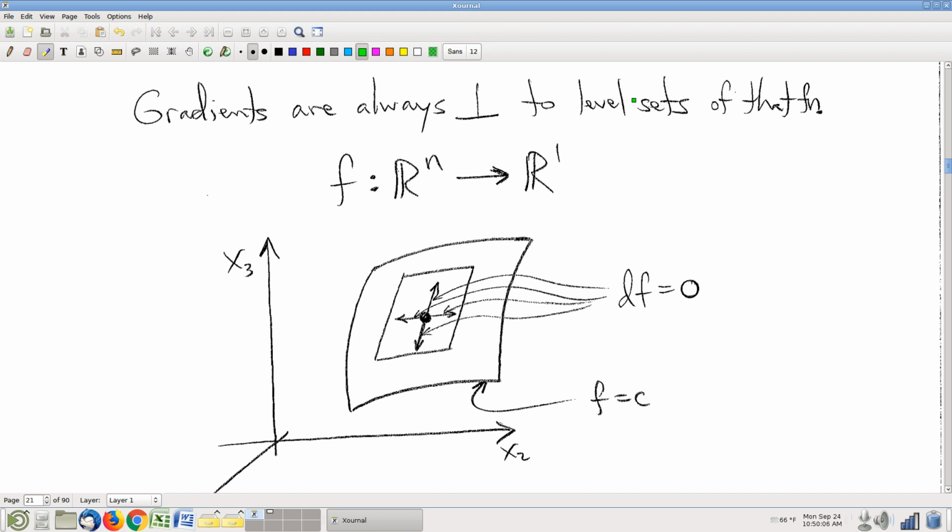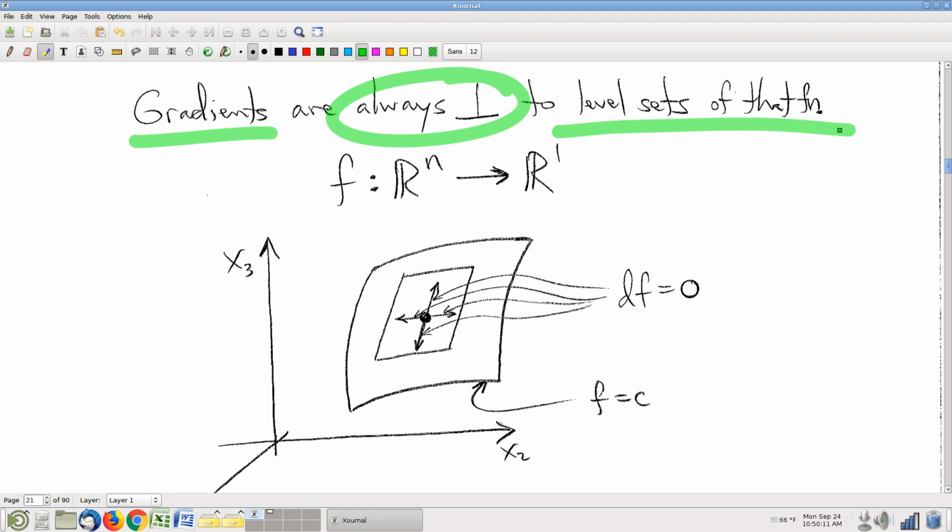All right, here's another neat fact. Very surprising fact. I claim that gradients are always perpendicular to level sets of that function. Very surprising. Hard to see this coming. Here's the justification for why.